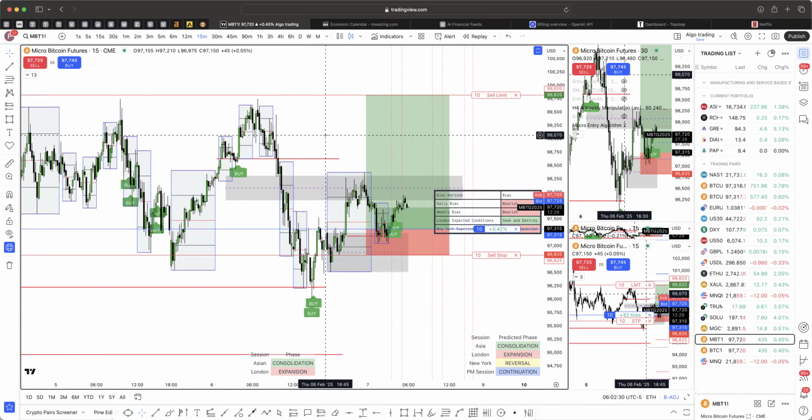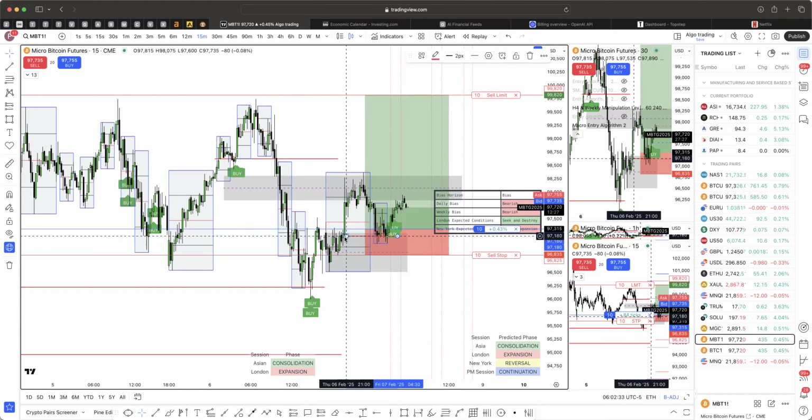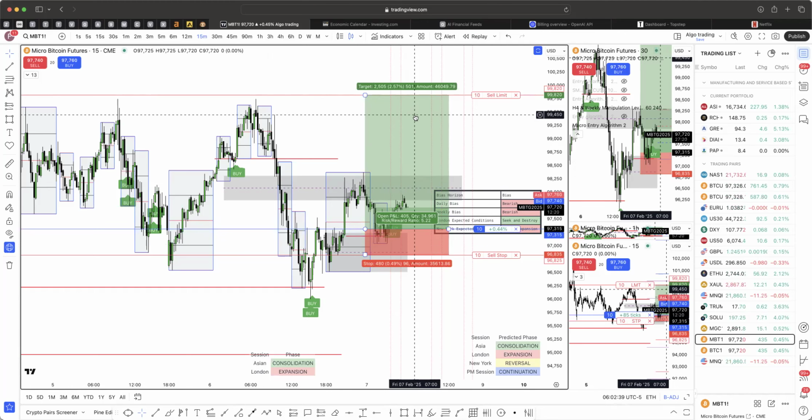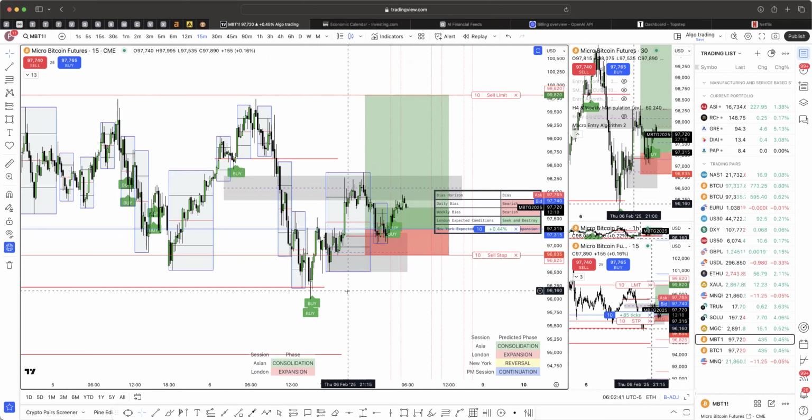Well, it's because of this. See this red line here, this one. Red one. Yeah, that's an inducement. But that's a future inducement. That's no longer an inducement, right? Because we did not break the Asian high. In fact, now listen carefully. This inducement is not relative to the Asian high. This inducement is for the PM.